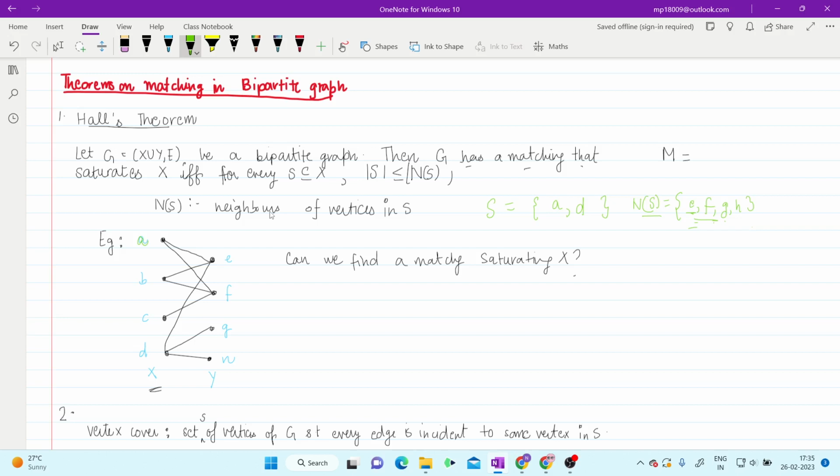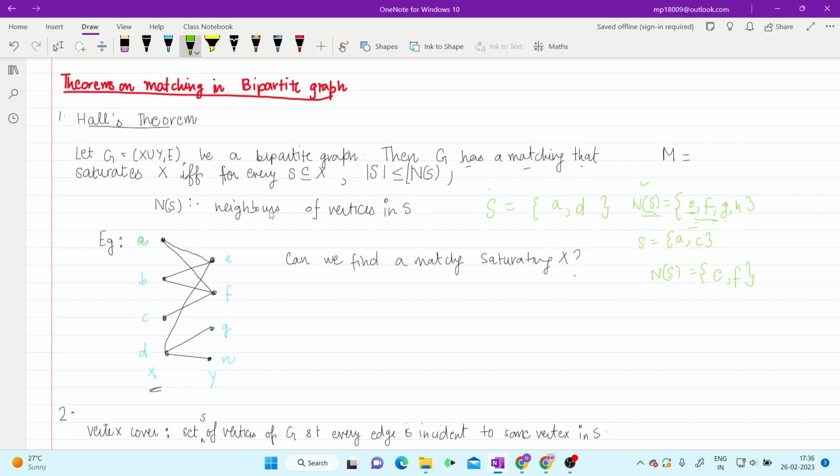Now if we take S to be A and C, what are the neighbors of S? E, F only. Anything else? No. So we see the neighbors of S are E, F. So now we know what we mean by neighbors of S. And Hall's theorem gives us a necessary and sufficient condition for the existence of a matching that is saturating X.